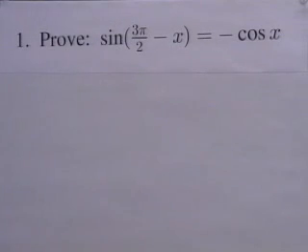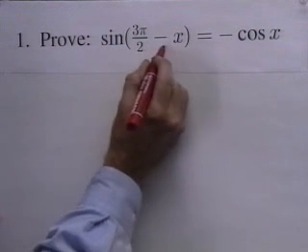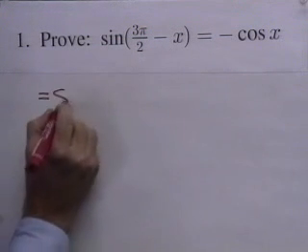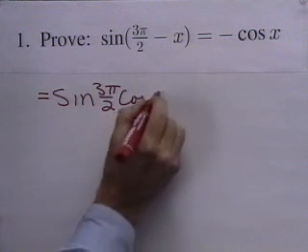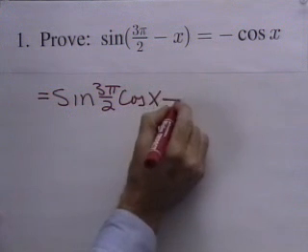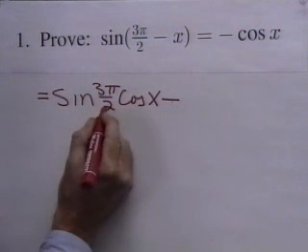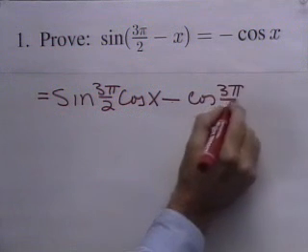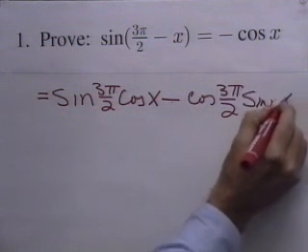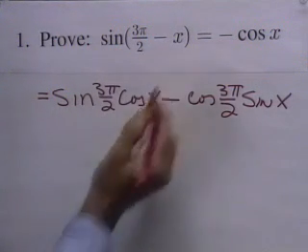First problem here is an identity. I want to prove that the sine of 3 pi over 2 minus x is equal to negative cosine x. So I'm going to apply my formula for the sine of a minus b. So it will be equal to sine of the first, 3 pi over 2, cosine of the second, cosine x, minus, because when it's the sine formula, the algebraic sign matches. So sine of the first, cosine of the second, minus cosine of the first, 3 pi over 2, sine of the second, x. So sine, cosine, cosine, sine for sine of a minus b.